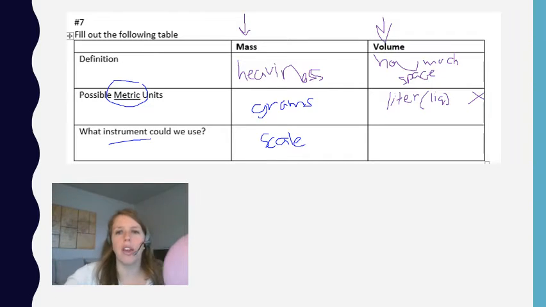So I could do a few things. I could also find it. I'm actually getting into this question here. So what instrument could we use? We could use a measuring cup, right? If it's a liquid.